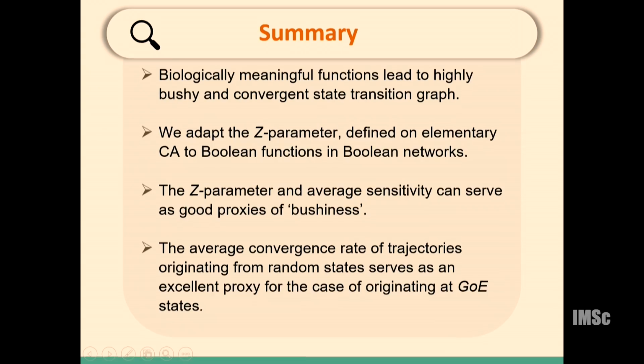So in summary, we found that the biologically meaningful functions lead to a bushier and more convergent state transition graph. We adapted the Z parameter that was defined in cellular automata to a more generalized dynamical system, that is Boolean networks. And the average sensitivity and some versions of the Z parameter can be used as good proxies of bushiness. And for average convergence rate, we gave a random-sampling-based measure.